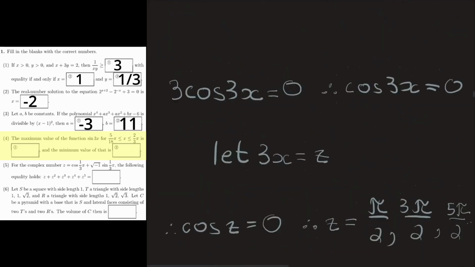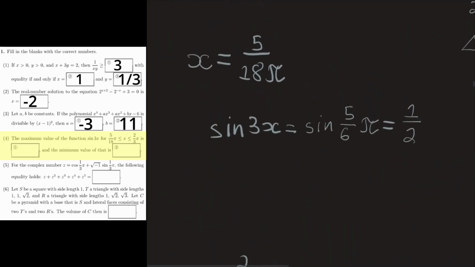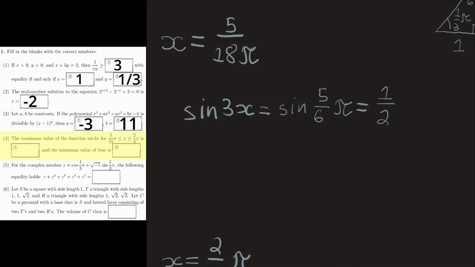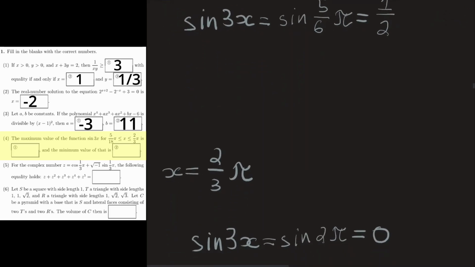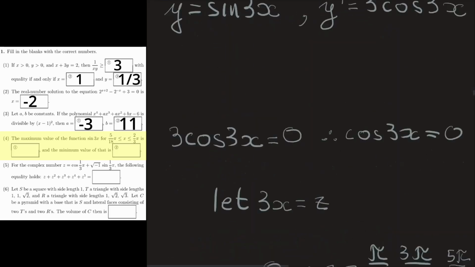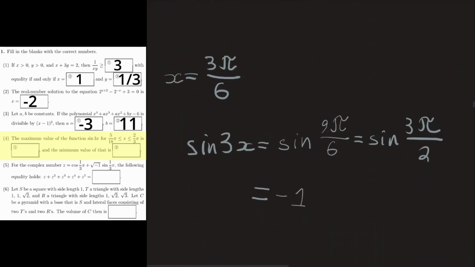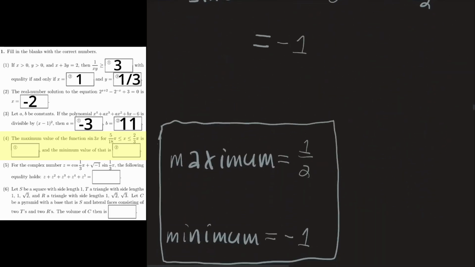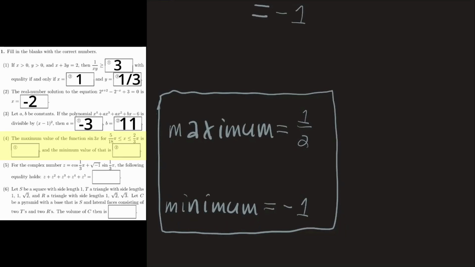And so previously, we found that at the bounds, this function equals 1 over 2, and it also equals 0. And we also just found this local minimum of negative 1. So for the bounds given in the question, our maximum is 1 over 2, and our minimum is negative 1, and those are the answers to this question.